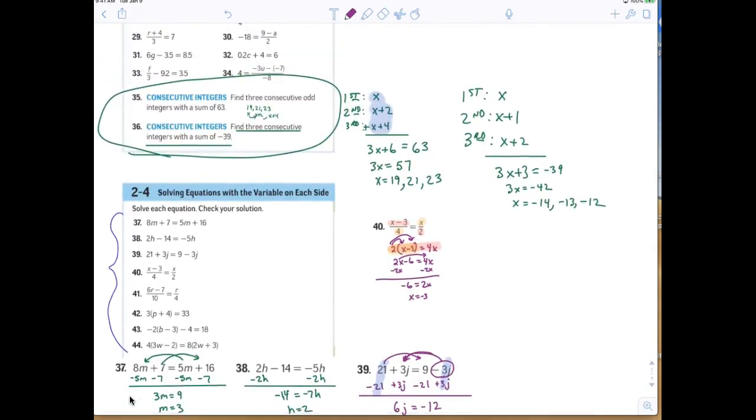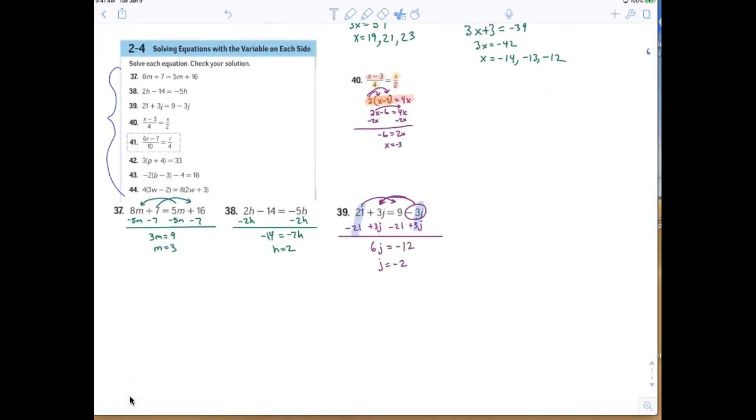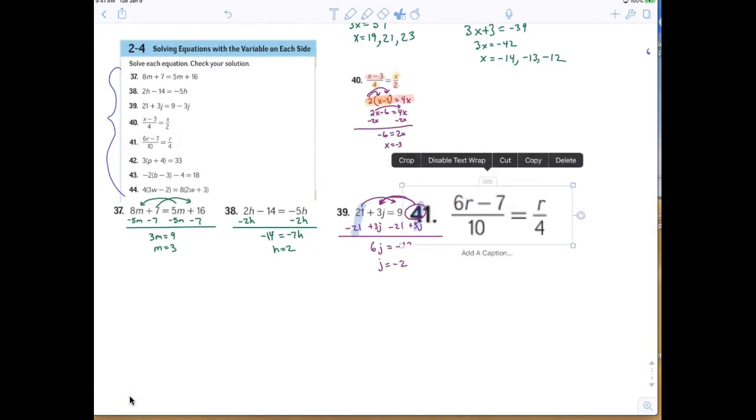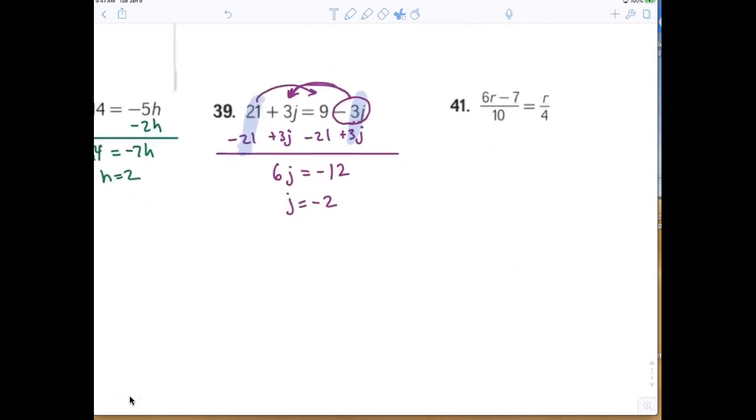All right, those of you who understand 40 now, I want you to try 41 real quick, please. Everybody try 41. I'll give you 30 seconds while I walk around the room. Double check. Come on. You doing okay?